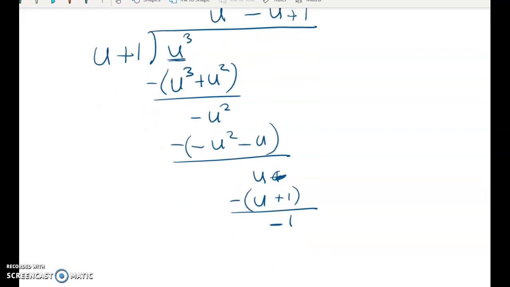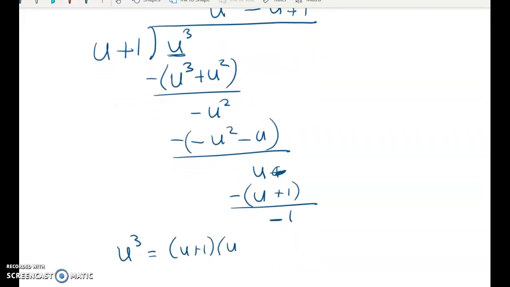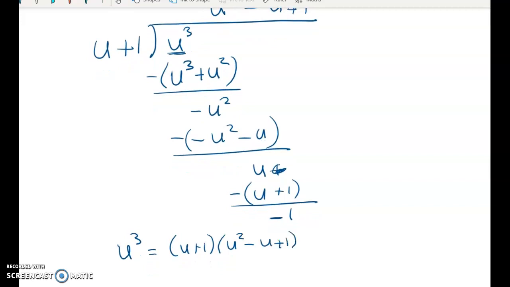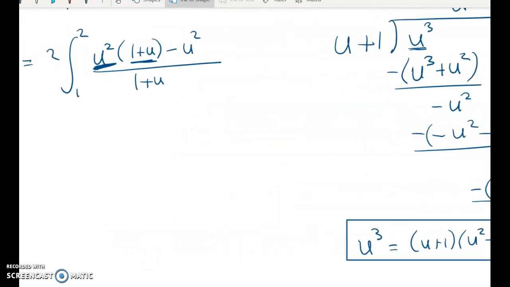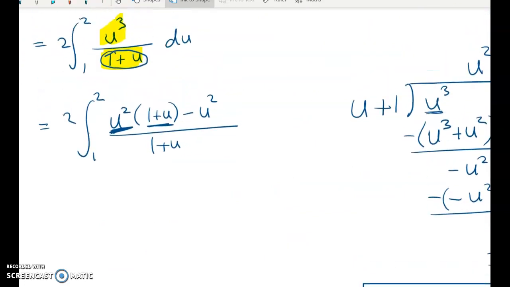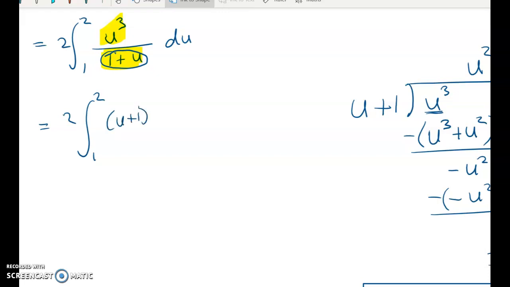So all of that means the following. It means that I can write u cubed as u plus 1 times u squared minus u plus 1, take away 1. And that is going to help me enormously with my integral. So let's go back to the integral, and we're going to ditch this bit here, and rewrite the u cubed. The u cubed is now u plus 1 times u squared minus u plus 1 minus 1, over 1 plus u du.